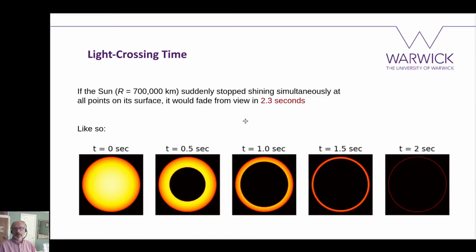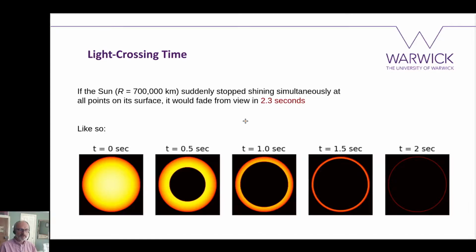M31, 200,000 years, we're not going to see that, but for much smaller objects, then these timescales can come into the human range. And so think about the Sun. It's got a size of 700,000 kilometers. And if it suddenly stopped shining simultaneously at all points on its surface, we wouldn't see it go out instantly. It would take a little bit of time. In fact, it would take about 2.3 seconds for it to disappear.